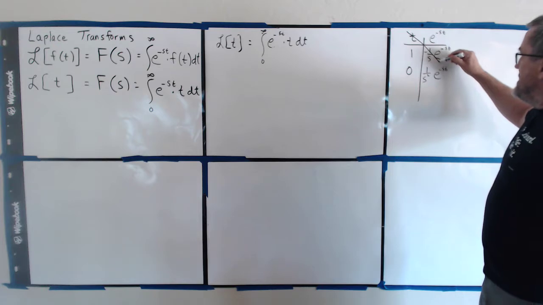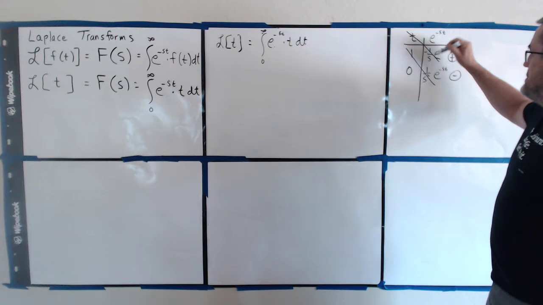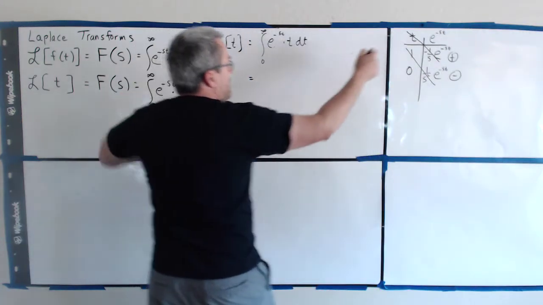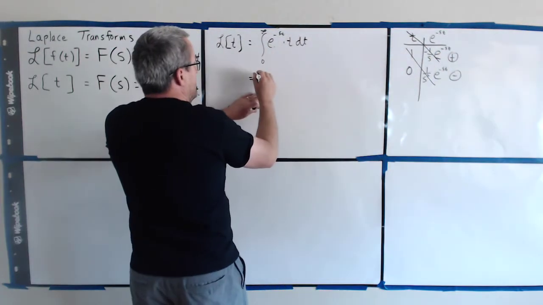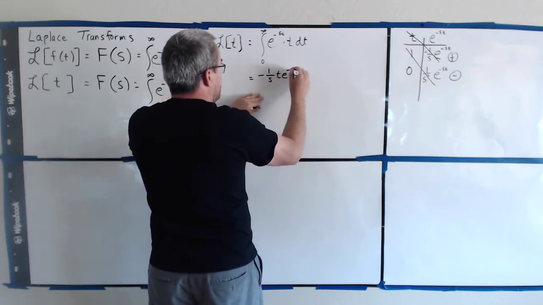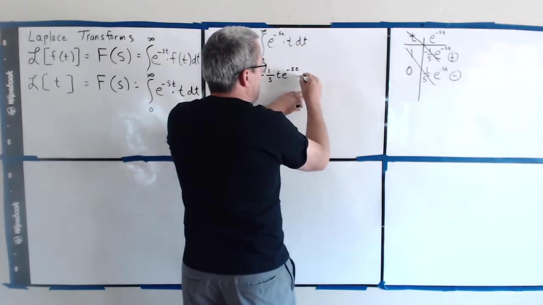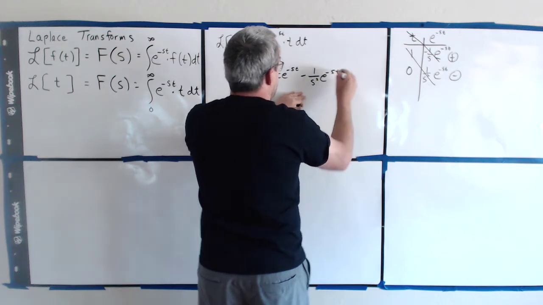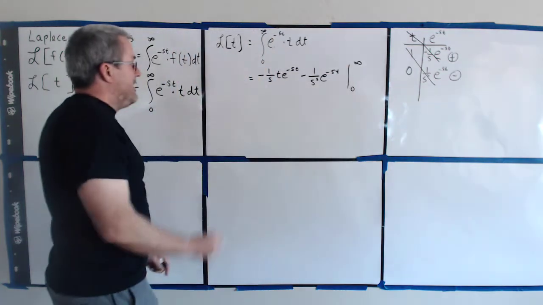And then tic-tac-toe is how this works. We go this times this times this, plus, minus. So this times this positive, this times this minus. So this integral would look like the following. We would have t times a negative 1 over s e to the stuff times a positive. So it's going to be a negative 1 over s t e to the minus st. And then it's this times a negative. So it's going to be a negative 1 times 1 over s squared e to the minus st. And we're going to evaluate that from 0 to infinity.